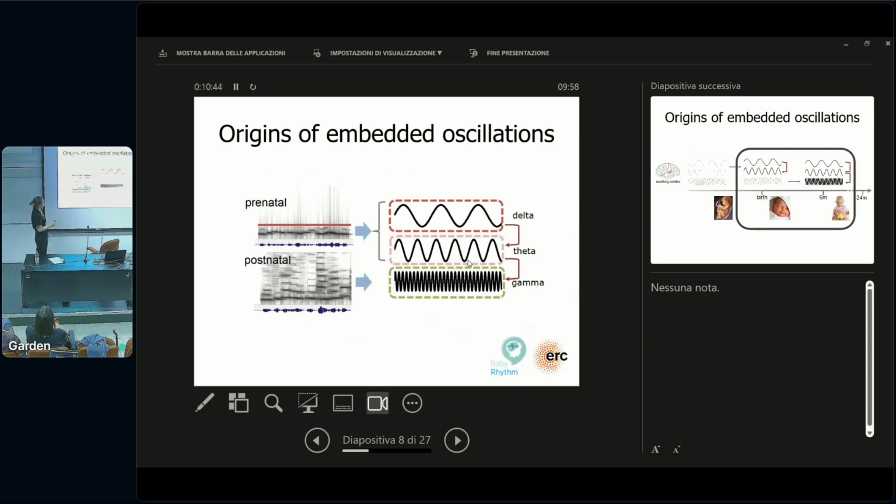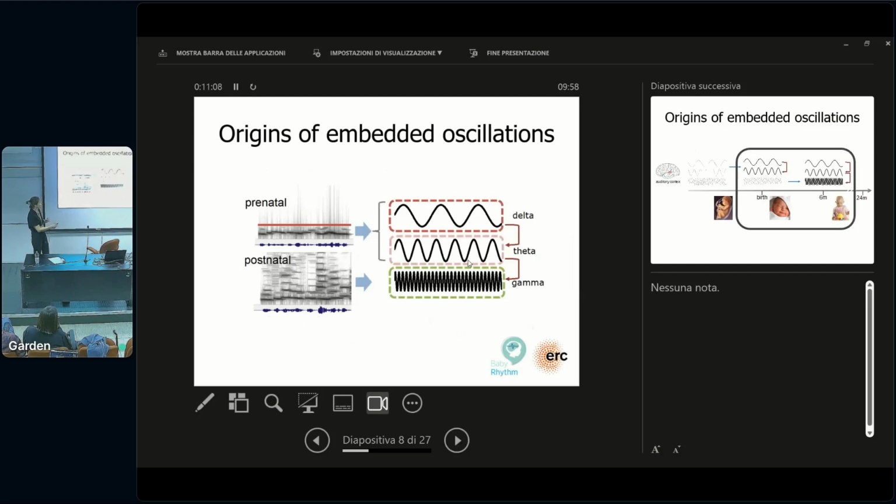So prenatally, fetuses encounter this low pass filter signal, which will fine-tune or align the slower oscillations, delta and theta, with the rhythms of the native language. Languages have different rhythms. And then only after birth does high frequency information come in. And so only then does gamma come online.